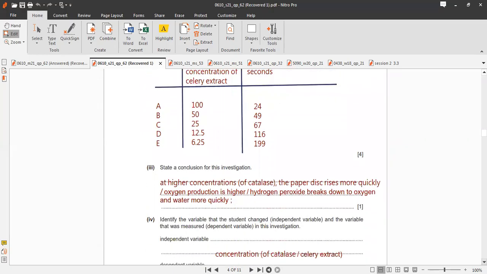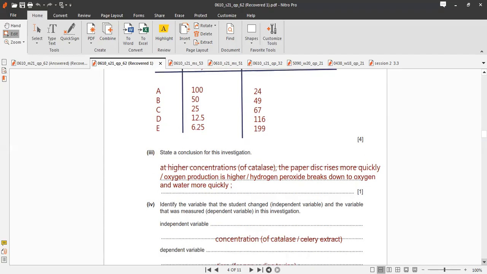3I. State conclusion for this investigation. At higher concentrations of catalase, the paper disc rises more quickly. So time here decreases, 24. But here the lower concentration takes 199 seconds. So at higher concentration of catalase, the paper disc rises more quickly. The oxygen production is higher, and the hydrogen peroxide breaks down to oxygen and water more quickly at higher concentration of catalase.